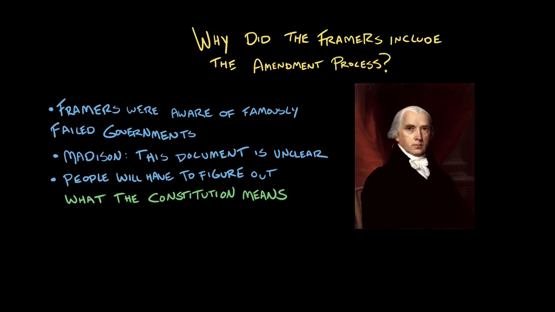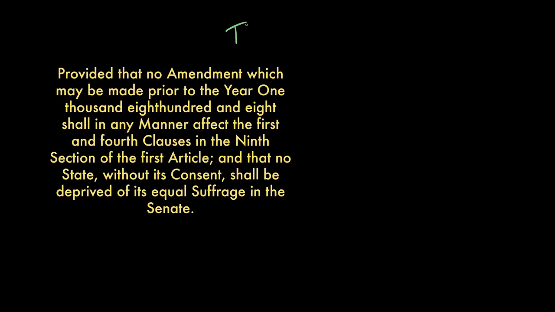So near the end of Article 5, there's this kind of long-winded clause that says, no amendment which may be made prior to the year 1808 shall in any manner affect the first and fourth clauses in the 9th section of the first article. Now, if I'm cross-referencing this correctly, what they're really saying here is you can't make any amendments about slavery. So why is this here? And why are they talking around it so obliquely?